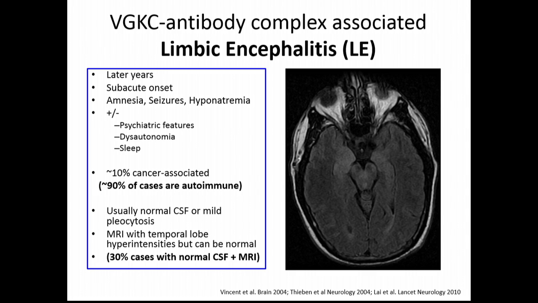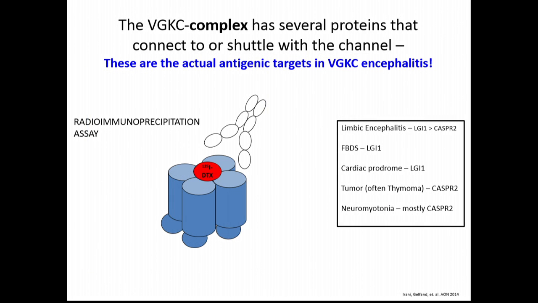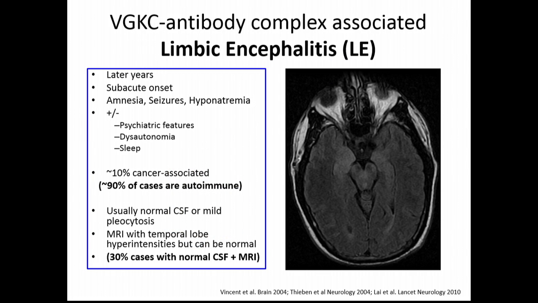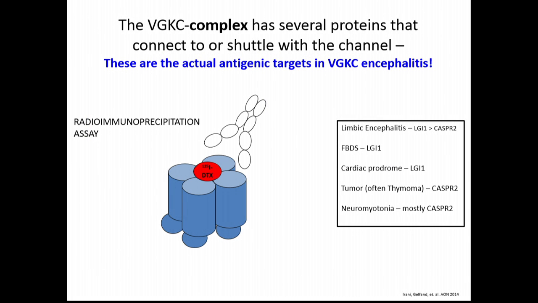So you have to have clinical suspicion to send the blood test here. And you make this diagnosis by blood test. What you see on MRI in some cases are these classic temporal lobe changes suggesting a limbic encephalopathy, and you presume encephalitis. So what's actually happening here?